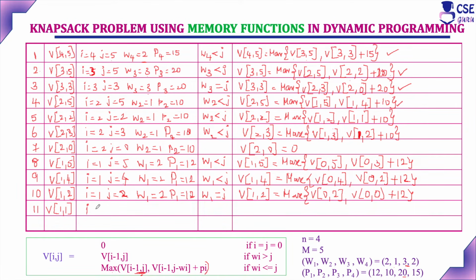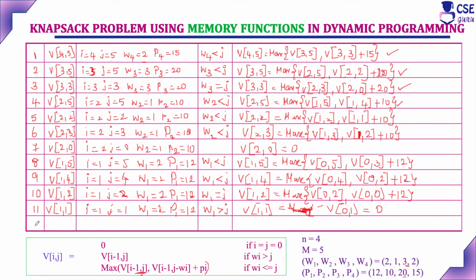So here I value is 1, J value is 1 and weight of the first object is 2 and profit of the first object is 12. So here, weight 2 is greater than 1. So V of 1, comma 1, since weight is greater than 1, we have to apply the formula V of I minus 1 comma j. So V of I minus 1, I is 1, 1 minus 1 is 0, 0 comma j value is 1. So here since I value is 0, automatically the value we will get is 0.